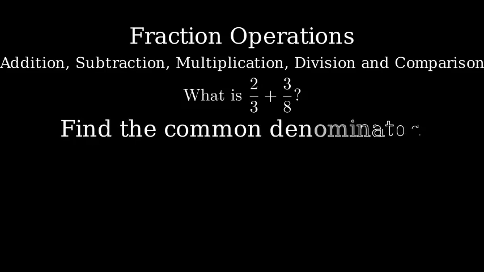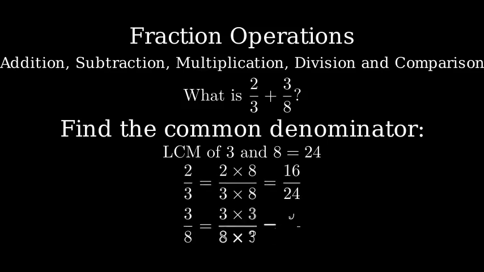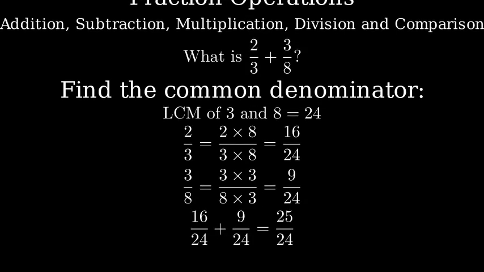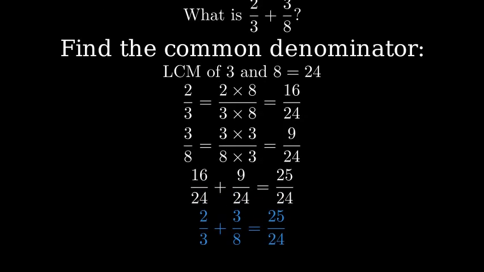To add fractions, we need to find a common denominator. The lowest common multiple of 3 and 8 is 24. Let's convert each fraction. 2/3 equals 16/24. 3/8 equals 9/24. Now, we can add 16/24 plus 9/24 equals 25/24. So, 2/3 plus 3/8 equals 25/24.